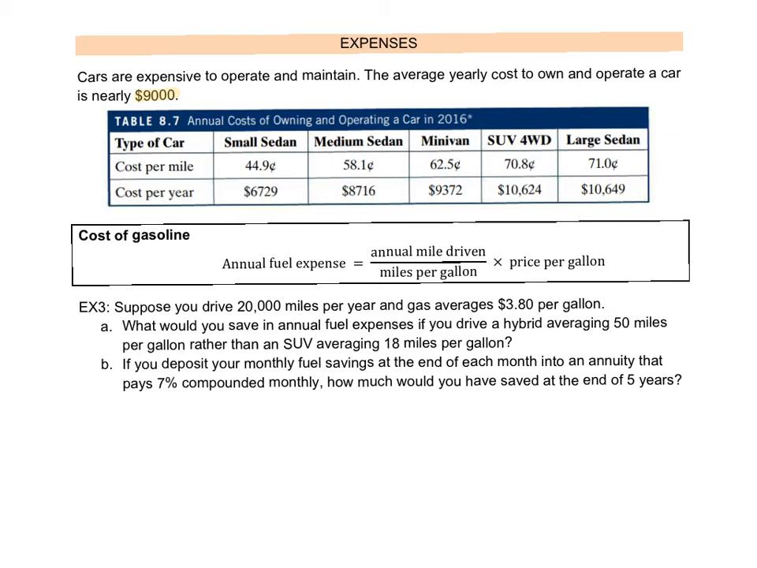So for a small sedan, per mile, it would be about 45 cents to maintain the car, which would be about $6,729 per year. And then we have the same for a medium sedan, minivan, SUV with four-wheel drive, and a large sedan.